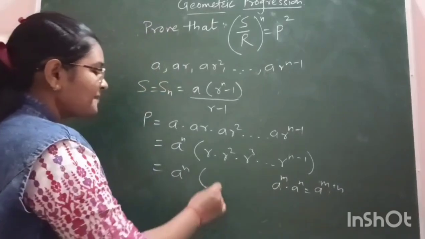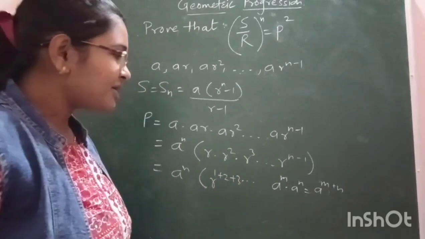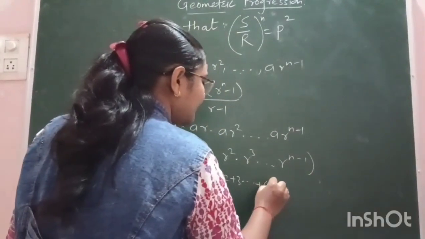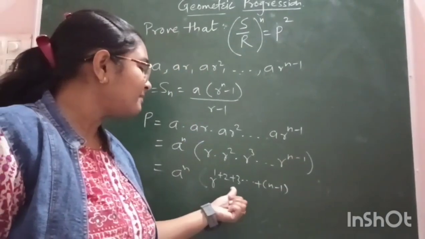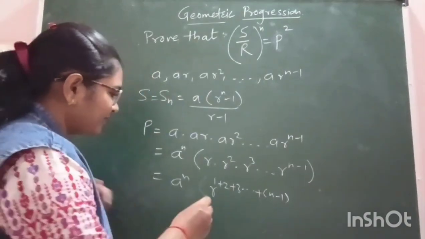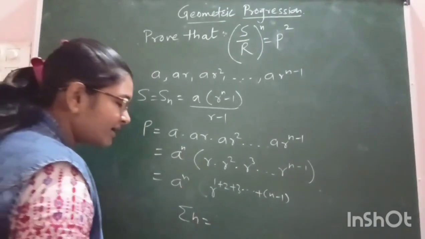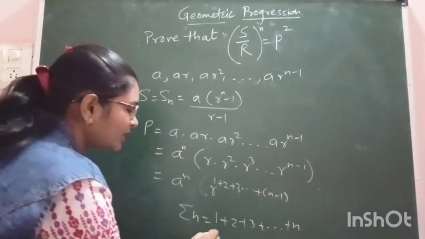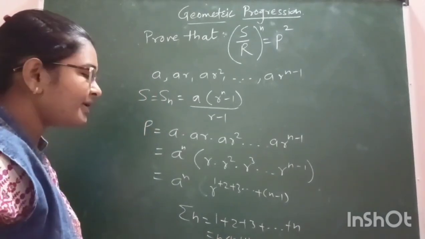So we have r to the power 1 plus 2 plus 3 till n minus 1, the last term. Now we have the sum of all natural numbers. If the numbers are in the sequence 1 plus 2 plus 3 till n, then we have the formula n into n plus 1 upon 2. The same formula we are going to use here.